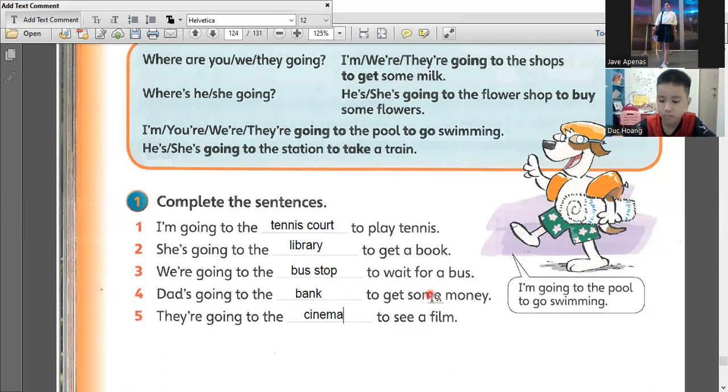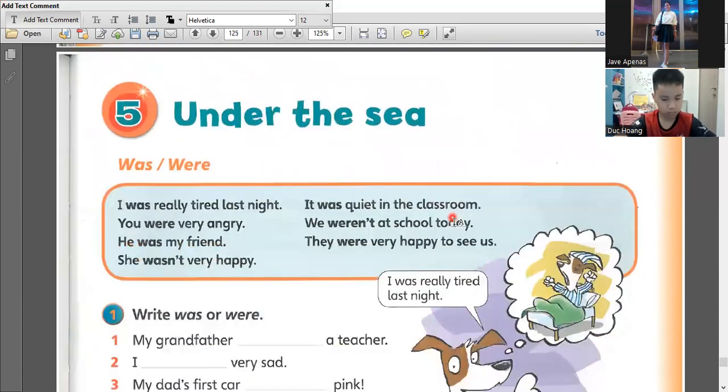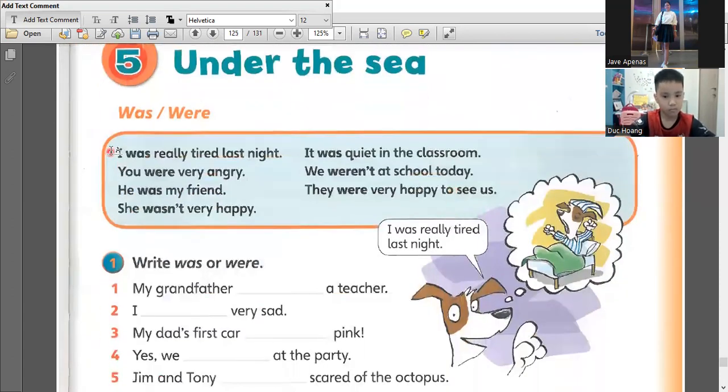All right, anyway, I'm happy that you know some of the words on how to fill out some missing words. That is perfect. Okay, anyway, let's go to the next part. Using was and were, okay? When do we use was? We use was if the pronoun is I, it, he or she, right? I, it, or he or she. That is when you use was.